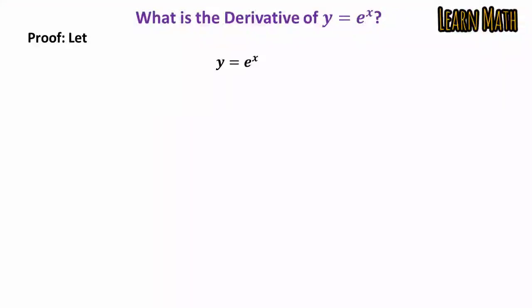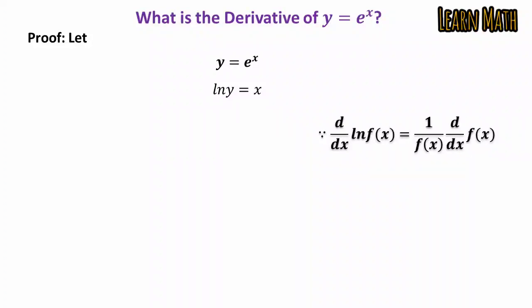then taking natural log on both sides, we can write natural log y is equal to x. Now differentiate with respect to x. The derivative of natural log of y is 1 over y, and then take again the derivative of y, dy by dx, is equal to the derivative of x, which is equal to 1. Multiplying both sides by y, we can write dy by dx is equal to y.